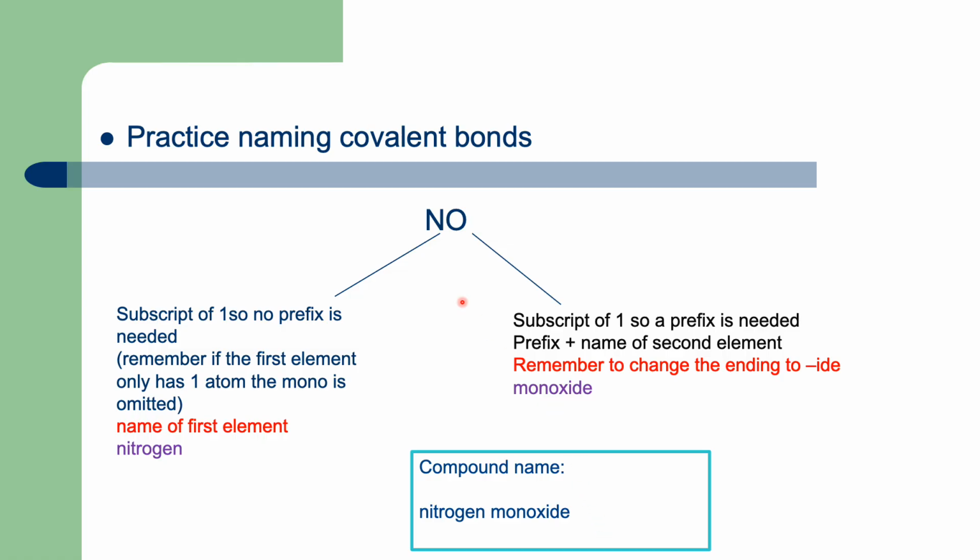One more example here. This is nitrogen and oxygen. There are no subscripts, so it's assumed to be one of each of them. Since the first element just has the one atom, mono is omitted on the first atom. You would say just nitrogen. You wouldn't say mononitrogen. Okay, and again, that only applies to the first element. For the second element, we do include the mono if there's only one atom. And in this case, there's only one atom of oxygen. We change the ending to IDE, so it's oxide. And there's only one oxygen, so it's monoxide. Nitrogen monoxide.